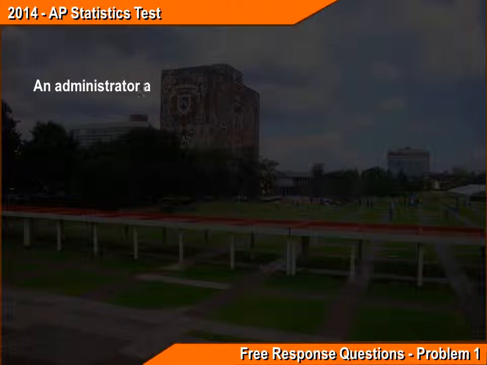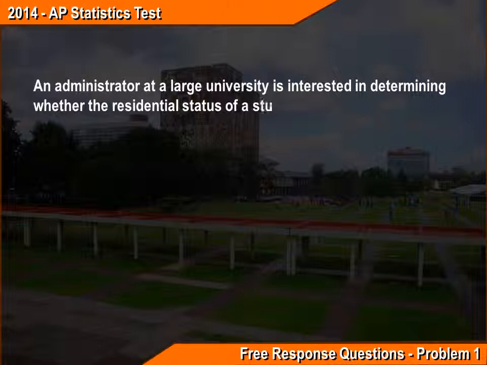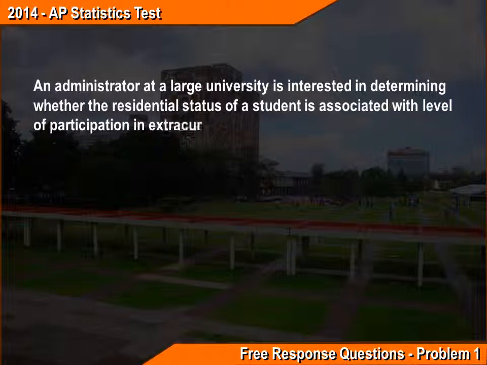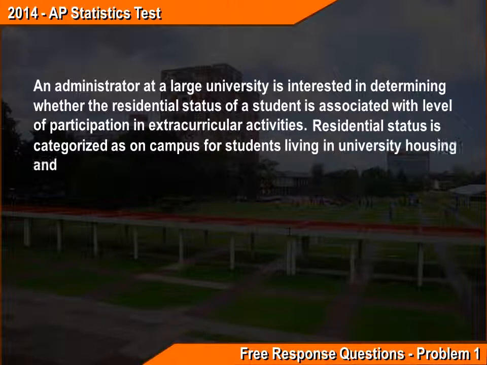An administrator at a large university is interested in determining whether the residential status of a student is associated with level of participation in extracurricular activities. Residential status is categorized as on-campus for students living in university housing and off-campus otherwise.